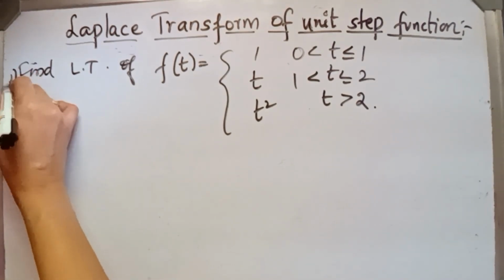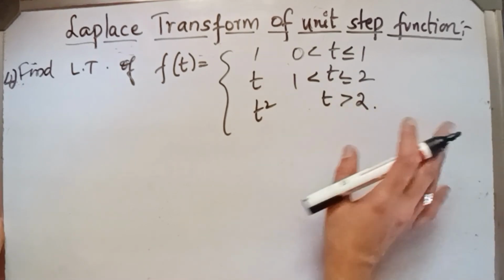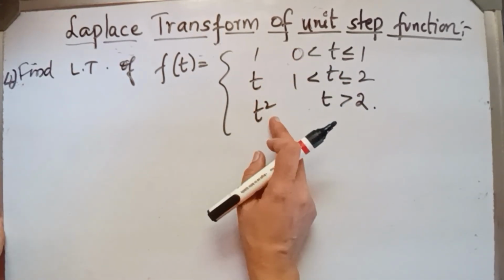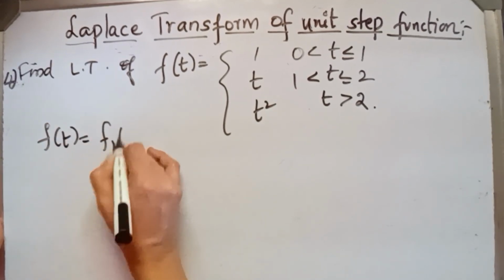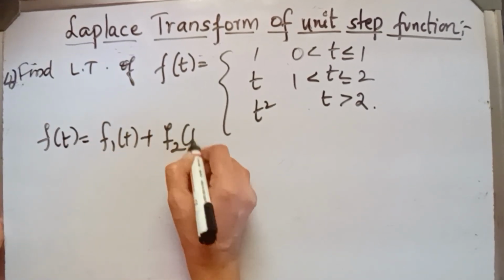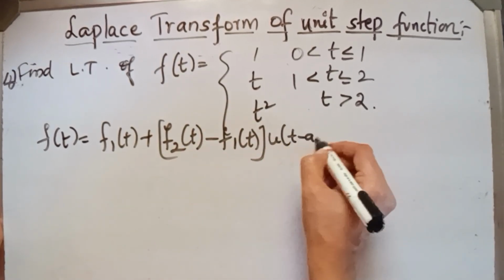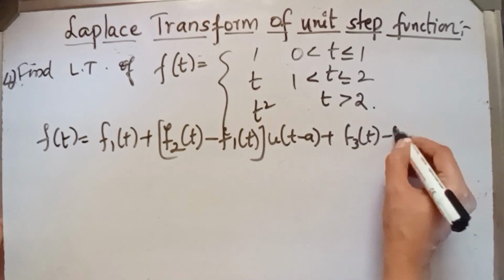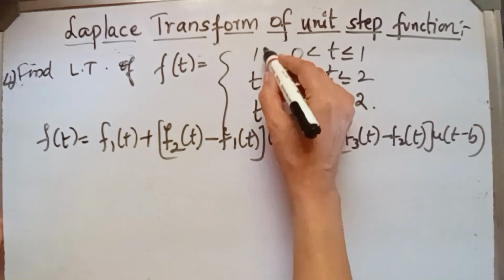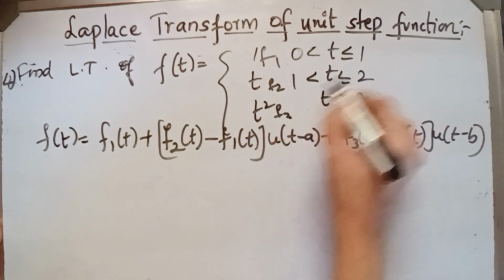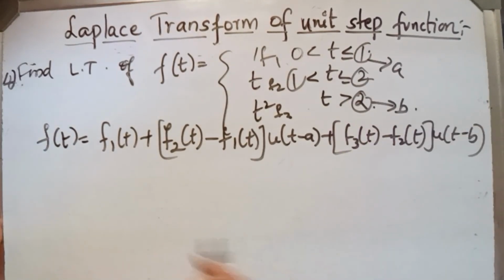See the next problem. You have to find the Laplace transform of this function by writing f in terms of a unit step function. Now there are three different functions for the function f. So how to write that? f of t equals f1 of t plus f2 of t minus f1 of t into u of t minus a plus f3 of t minus f2 of t into u of t minus b. So this is f1, this is f2, this is f3, this common point is a and this point is b. So write accordingly.